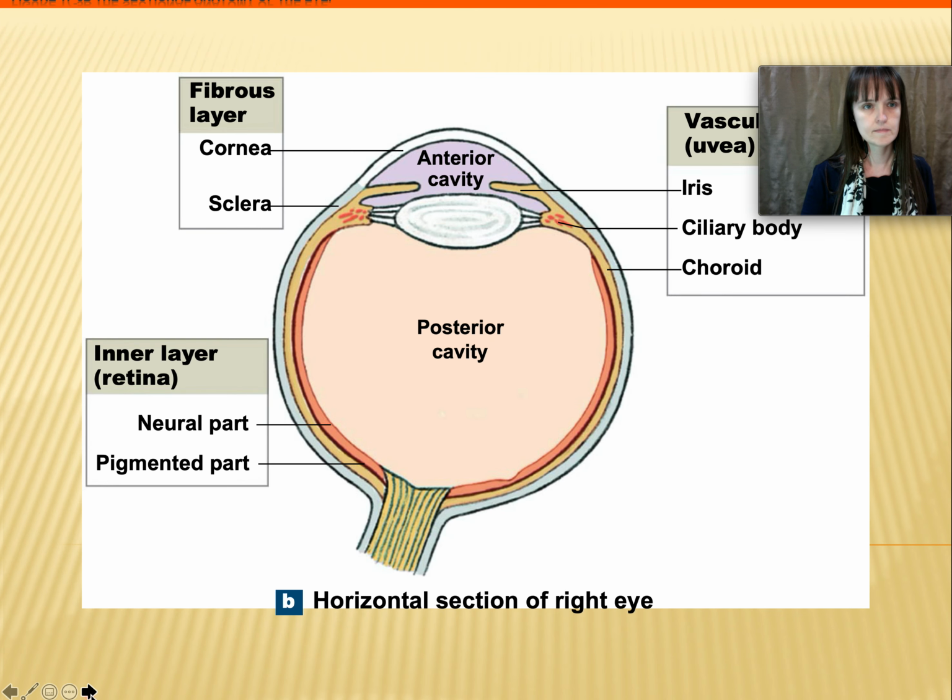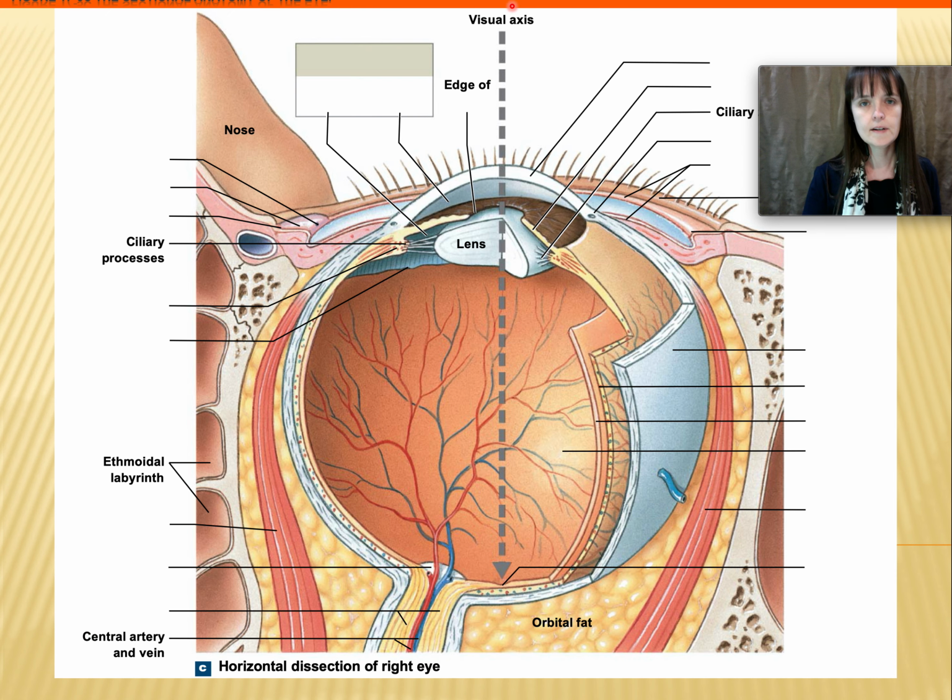Oh, okay. And here you see the visual axis goes to the fovea. It's from what you're looking at to the fovea. And you can see a lot of things really clearly in this picture. It's actually a great picture. Okay, next.